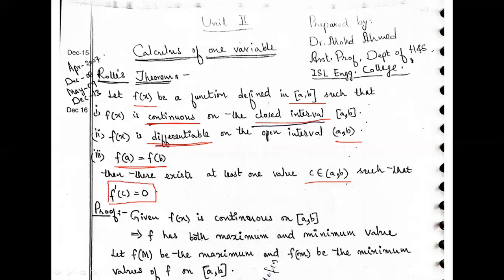If all these conditions are met, f of x is continuous on the closed interval [a, b], differentiable on the open interval (a, b), and f of a is equal to f of b, then f dash of c is equal to 0. Okay, this is Rolle's theorem.